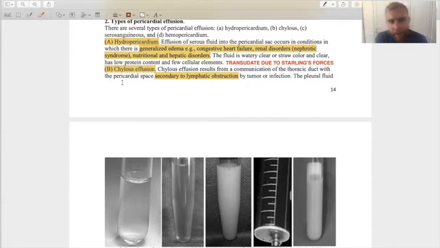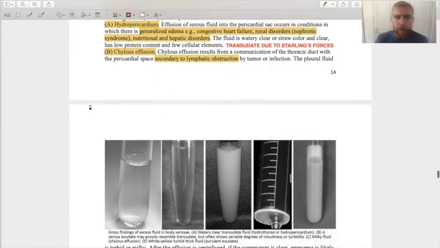So either of those types involving Starling's forces can lead to a hydropericardium. You can see this in congestive heart failure, renal disorders. Why would you see it with that? Well, because you're holding on to volume, because you can't pass it out of your body. And so that's going to be a high hydrostatic pressure. Same with congestive heart failure, volume overload. Nutritional and hepatic disorders, protein insufficiency can lead to a low oncotic pressure, which means that there's not a lot holding fluid inside your circulation, which means it is free to diffuse across an endothelial layer. And so that's the low protein content there, the transudate component of it.